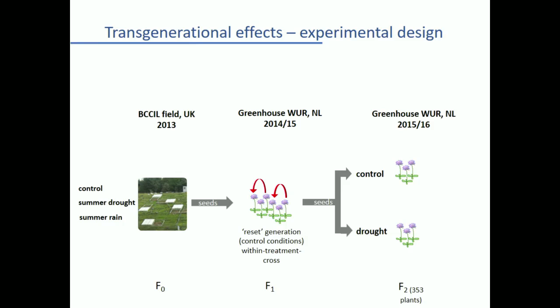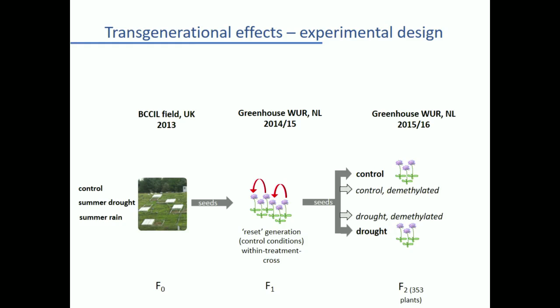So we collected seeds in 2013 from the field site, from the control, summer drought and summer rain treatment. These seeds were germinated and grown under control conditions in the lab in the Netherlands, in Wageningen. And at flowering, we crossed these plants with other plants from the same original climate change treatment. So we basically simulated a within treatment cross. And we call this the reset generation, and we did that to sort of control for direct maternal effect, for example, by seed provisioning. And then these seeds were germinated again, and the plants were then grown under control and drought conditions.